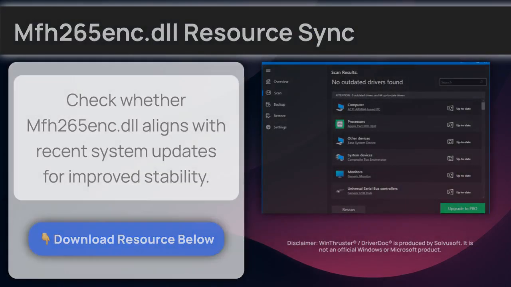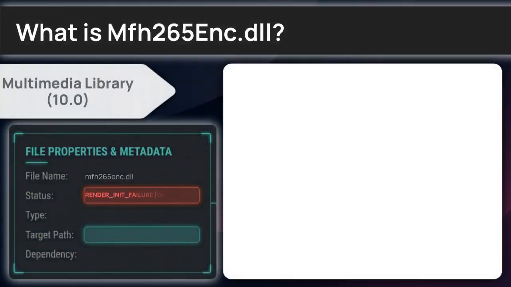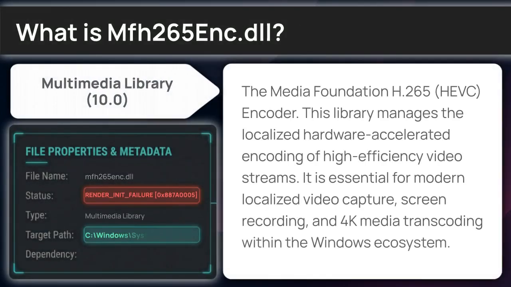stability. This is the MF-H.265 Encoder, the Media Foundation H.265 HEVC Encoder. This library manages the localized hardware-accelerated encoding of high-efficiency video streams. It is essential for modern localized video capture, screen recording, and 4K media transcoding within the Windows ecosystem. Now let's dive into the solution, starting with a standard reinstallation.